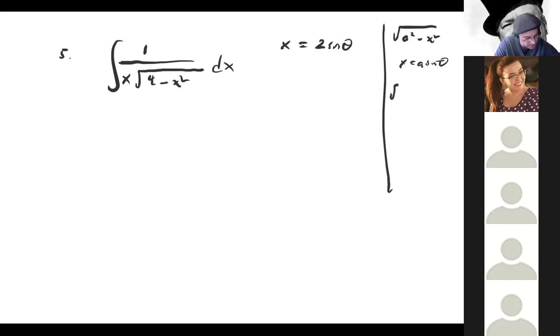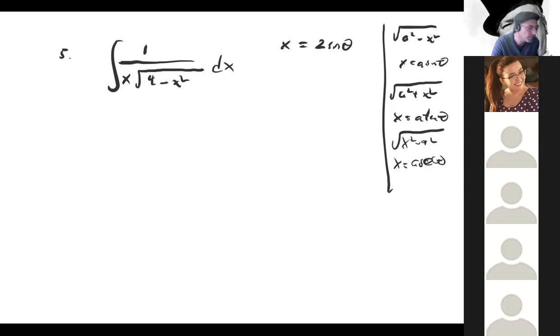And then if you have a squared plus x squared, x was a tangent theta. And if you had the square root of x squared minus a squared, you got x equals a secant of theta. These are the 3 substitutions in that section. Okay, so we're going to let x equal 2 sine of theta. Then dx is equal to 2 cosine of theta d theta.